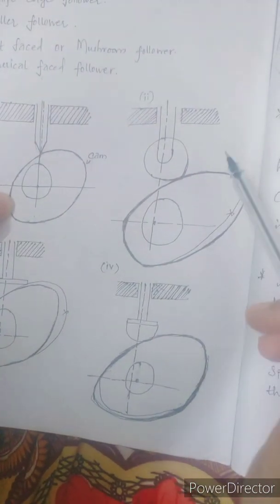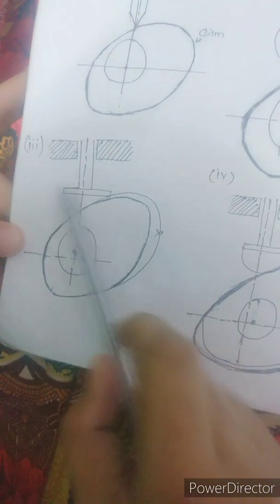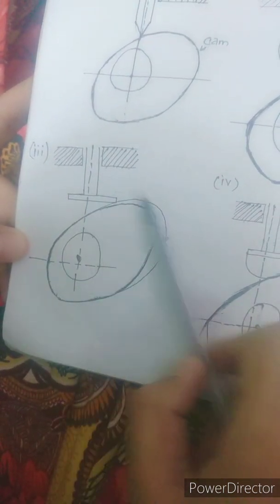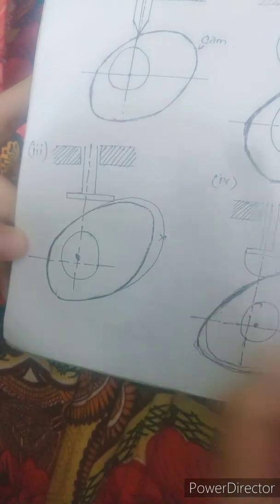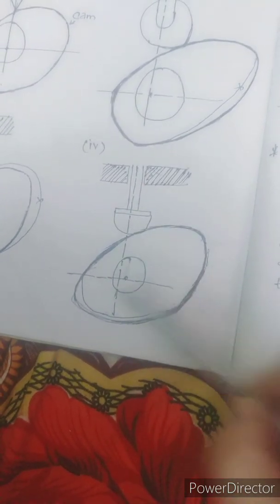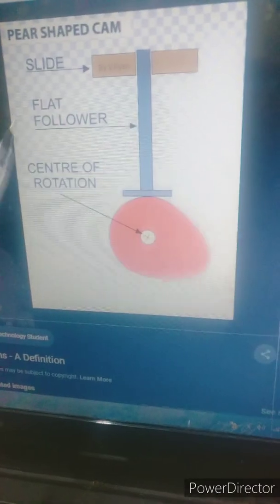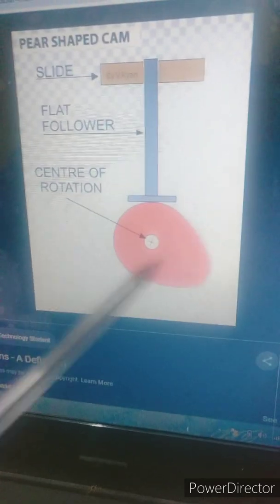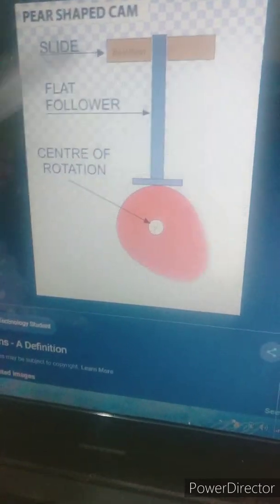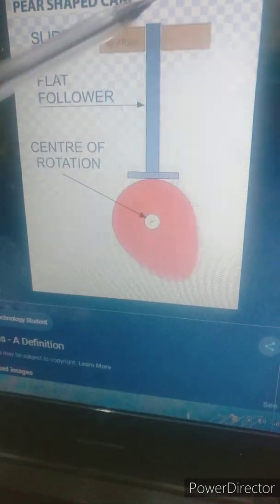With respect to this, the third one is similar. It has a flat face, as you can see, it is really flat at the end. And the fourth one is spherical in shape. You can see it is joined to the follower and it is the cam profile. Here you can see this is the cam, this is the follower, and this is the slide, and this is nothing but the flat follower.